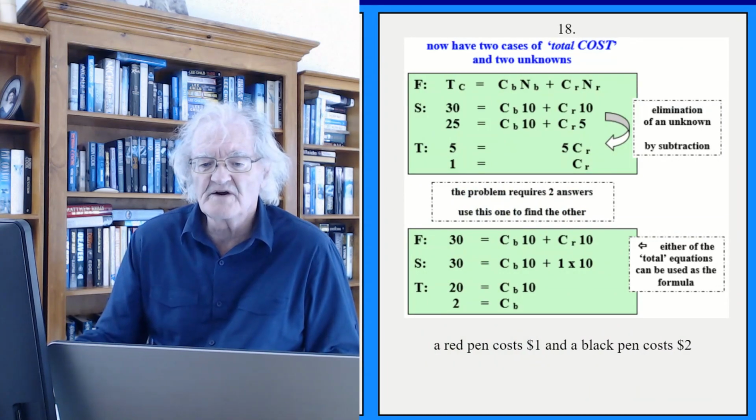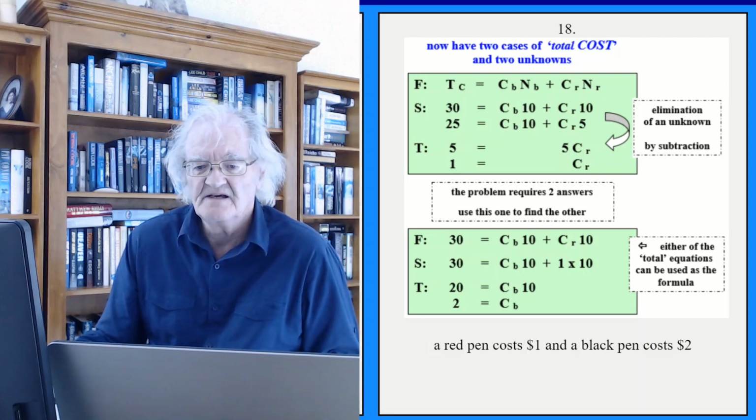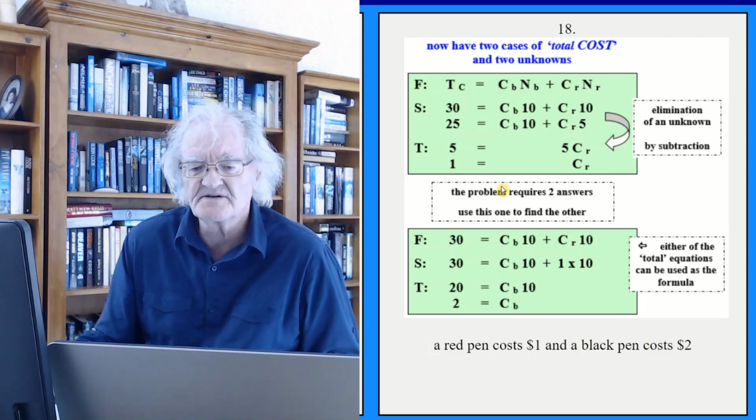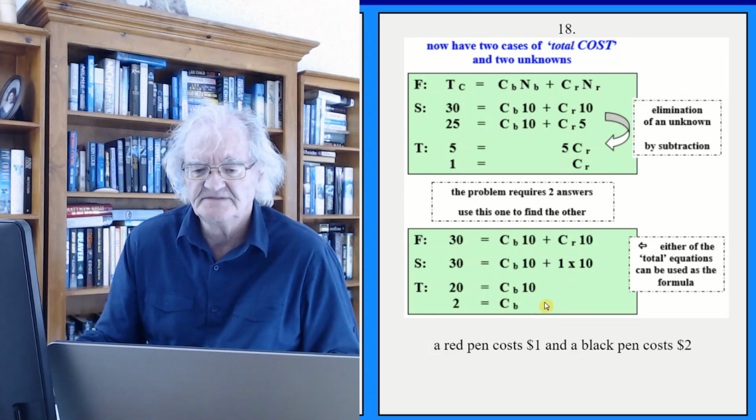Now, this problem required two answers. It asked for the cost of the red pens, which we've calculated, but it also asked for the cost of the black pens. And now we know what the red cost. We can go back to either of the equations we had, choose one of them, use the cost of the red to find the cost of the black. So now we know a red pen costs $1 and a black pen costs $2.